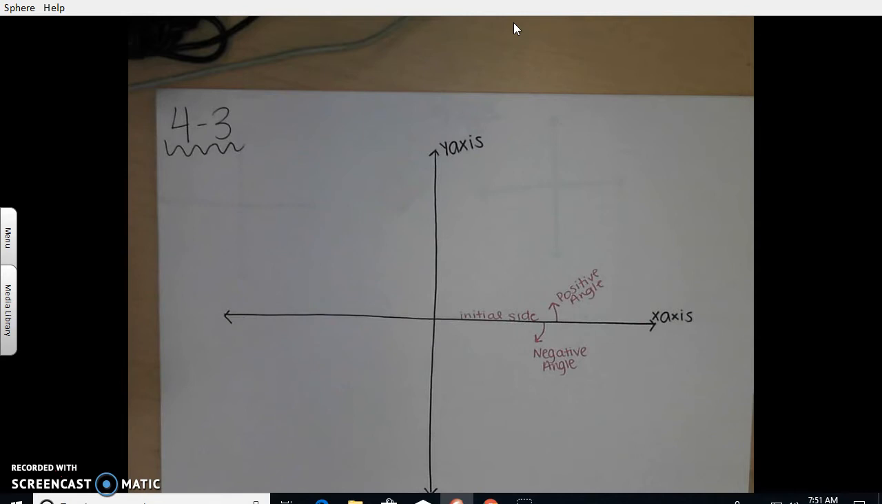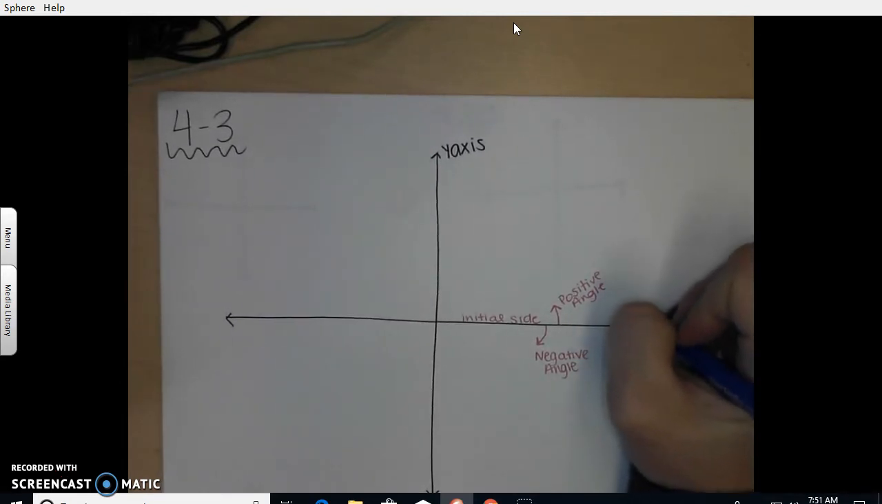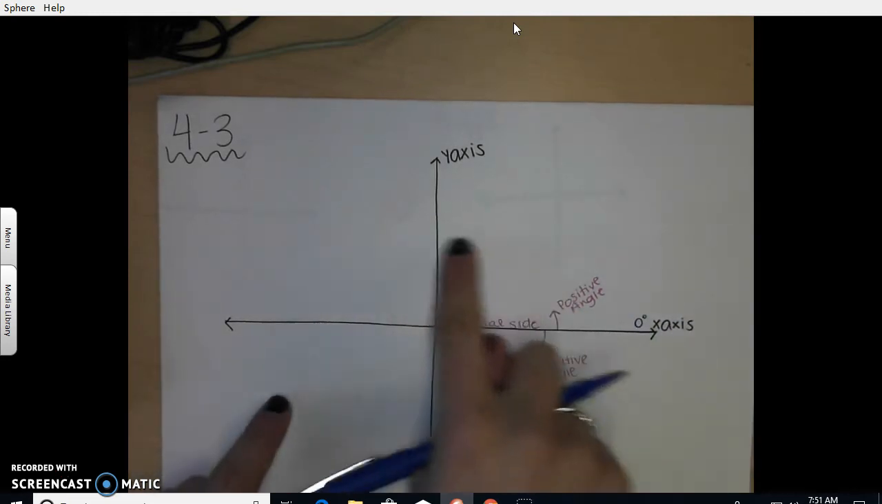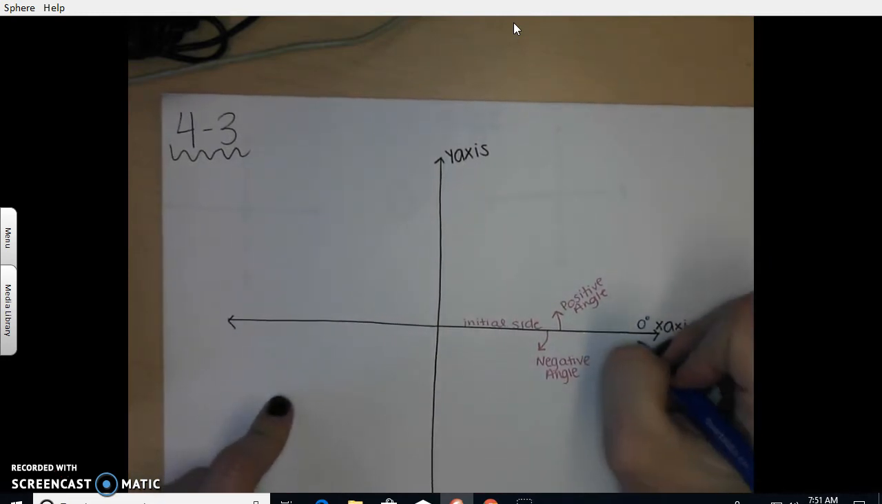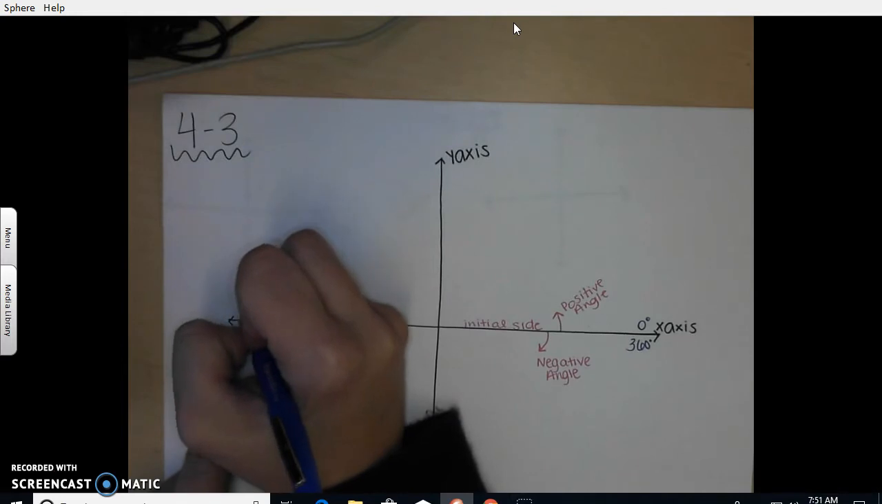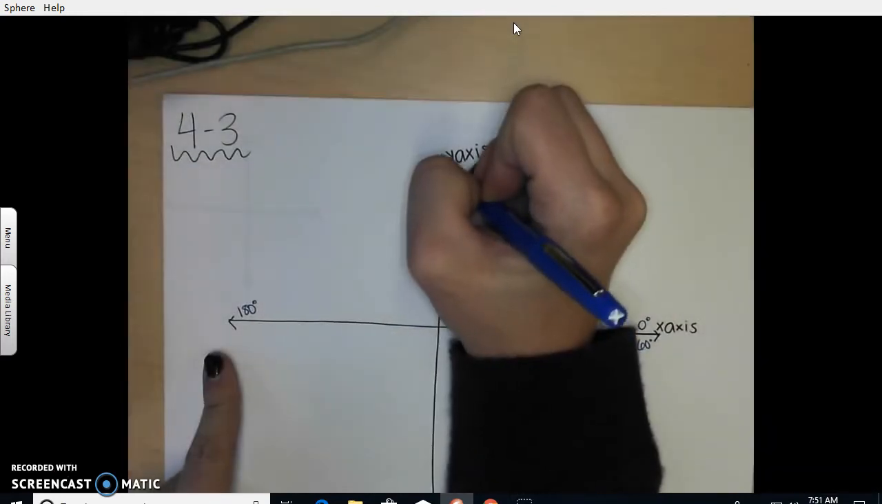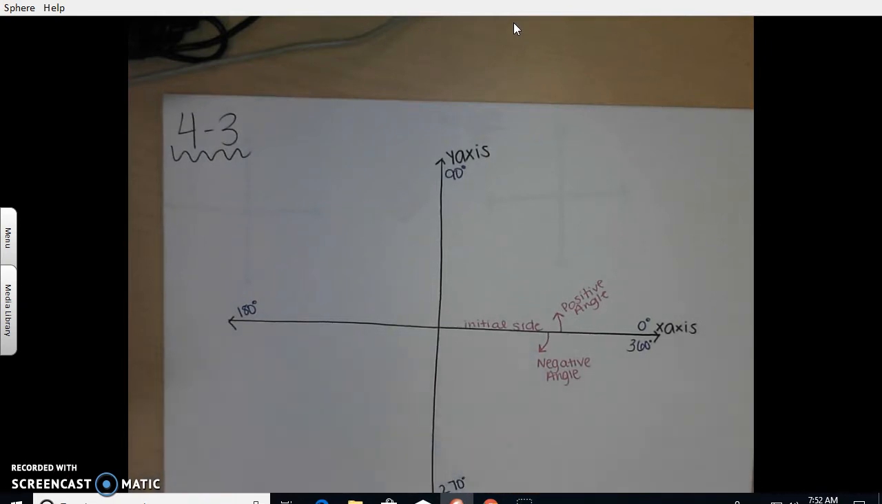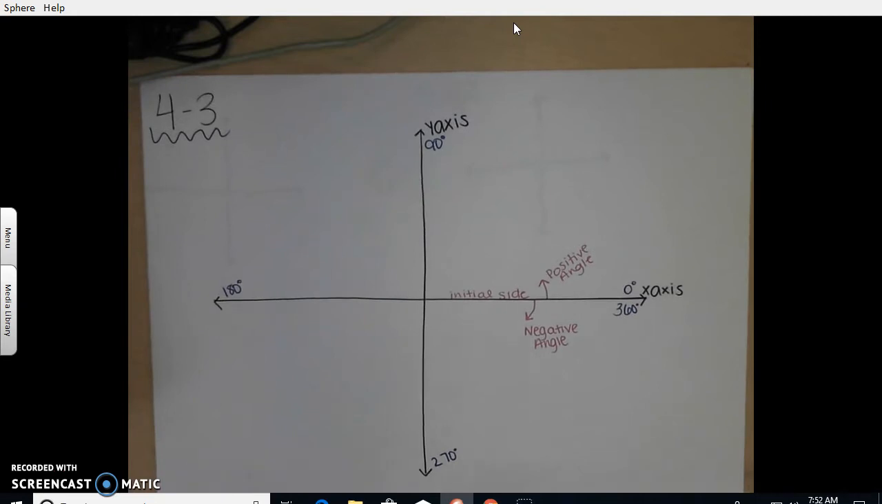Since our initial side is our positive x-axis, this would be where we start with 0 degrees. All the way around a circle is 360. Halfway around would be 180 degrees. Half of that would be 90 degrees. And 3/4 of the way around would be 270 degrees.